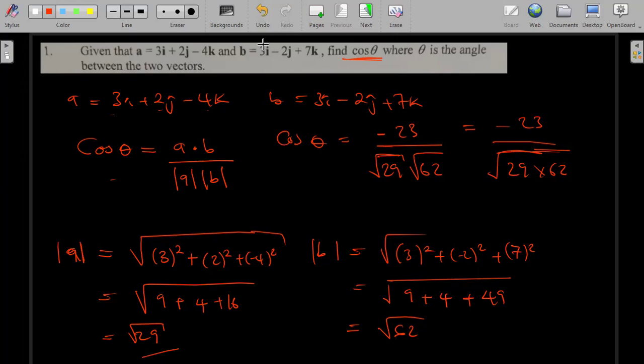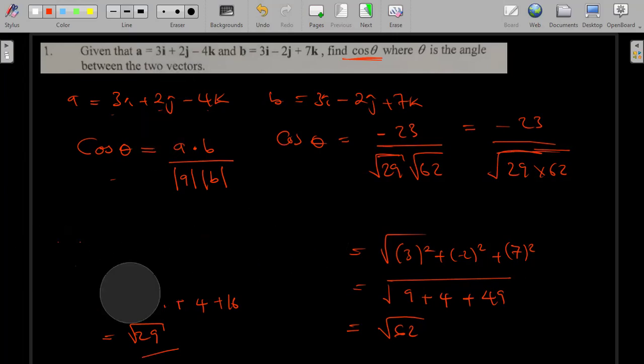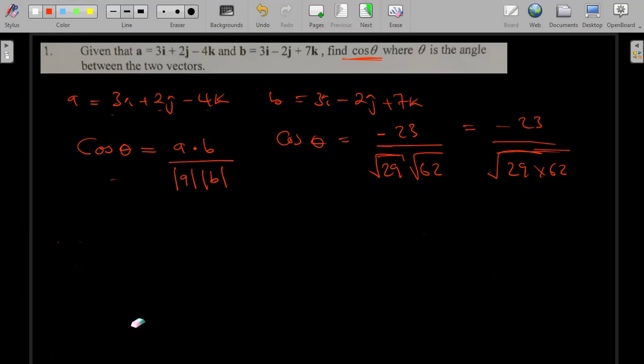Then from here, what is my answer? When I multiply those two, 62 by 29, you get 1,798.